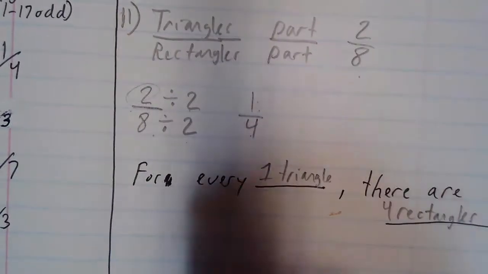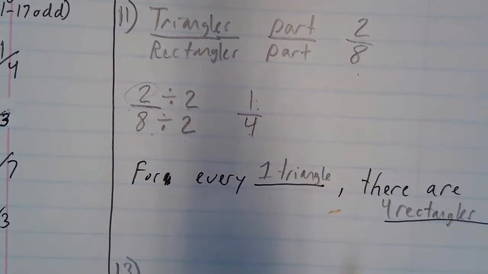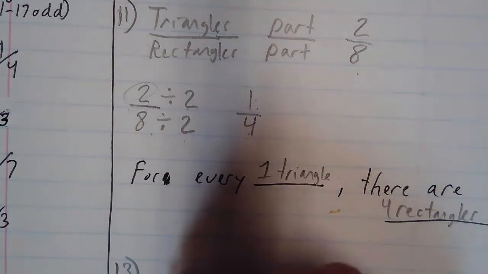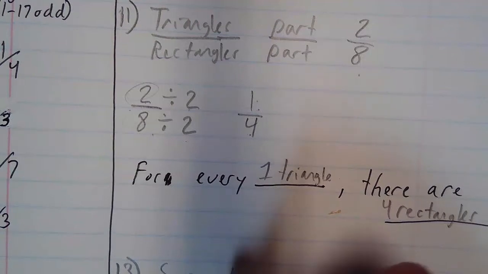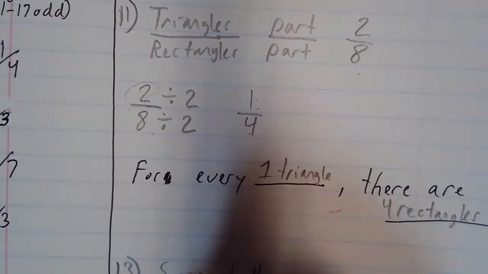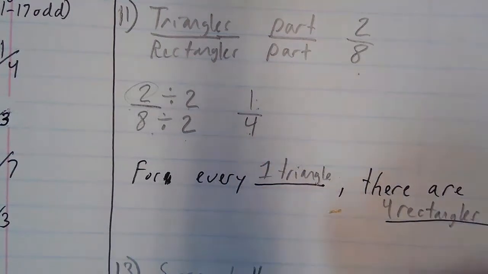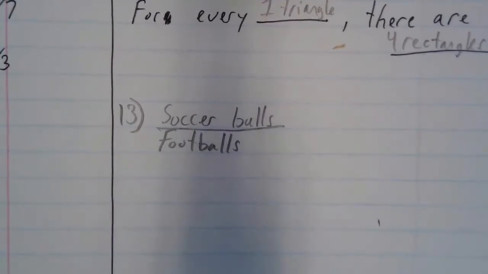I said it was number 1. It's really 11. Number 13. All right, soccer balls to footballs. Okay, let's do the easy part, which is just counting. Soccer balls, 1, 2, 3, 4, 5, 6. And how many footballs? 1, 2, 3, 4, 5, 6, 7, 8, 9, 10.